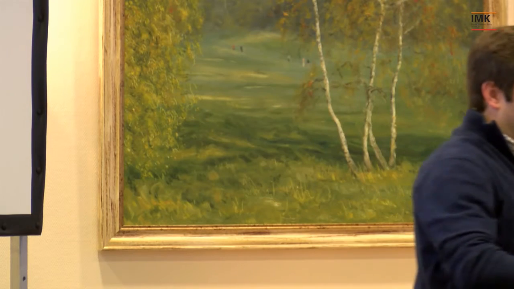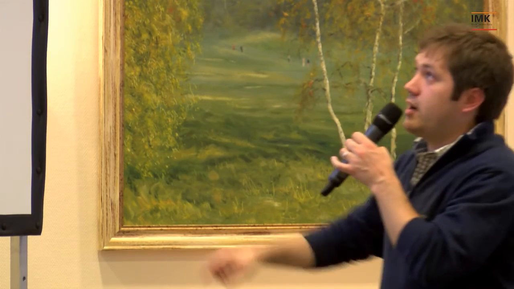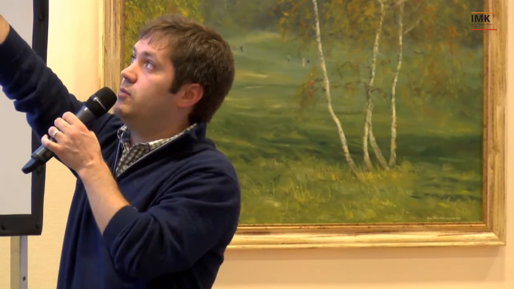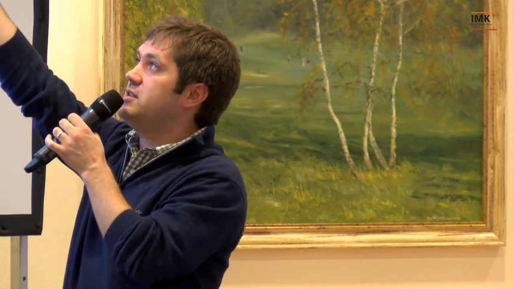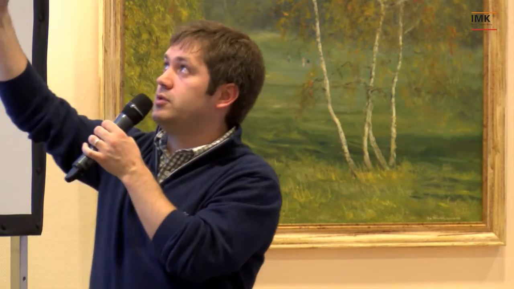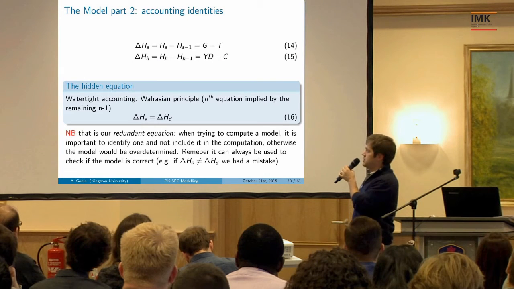And here you have only the accounting identities, making sure that supply is equal to demand, and that you track down correctly the change in wealth. So the change in money supply by the government is equal to its deficit, and the change in money demand from the household part is equal to their savings, disposable income minus consumption.